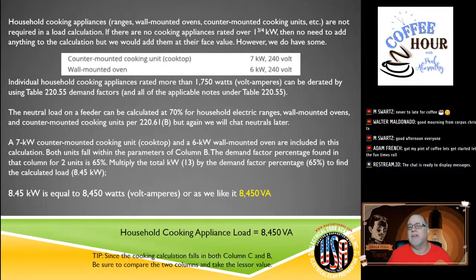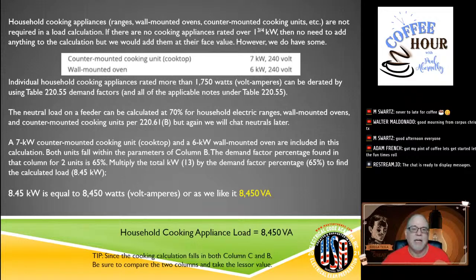Right now, what we're trying to do is to see, do I get any breaks on this? Do I get any reduction on these things? That's what I'm looking for. And in our case, both of our cooking appliances are well over 1,750 watts, or again, 1¾ kW, or 1,750 VA. You get me? It's all the same. All right. So since it is, we got to do it.